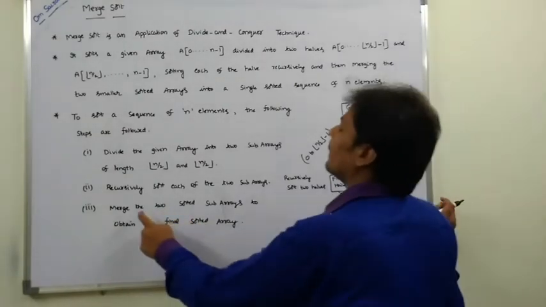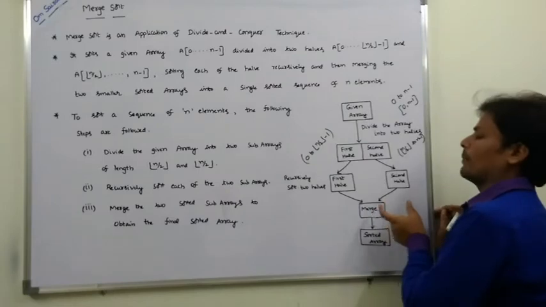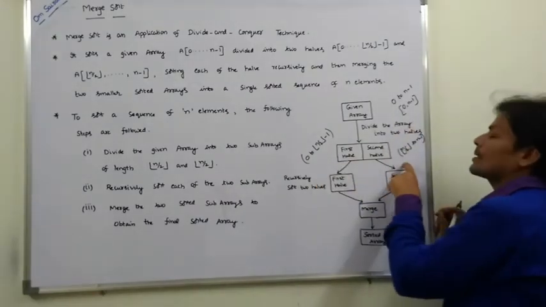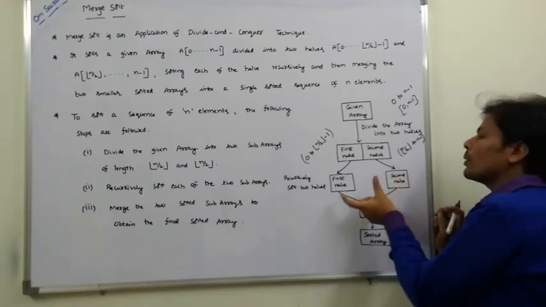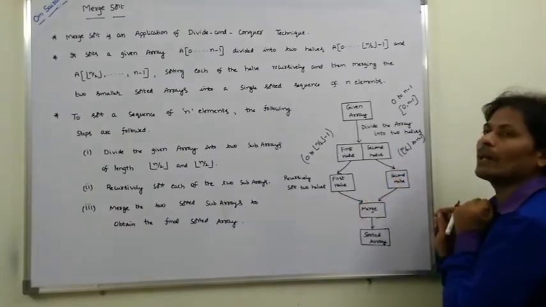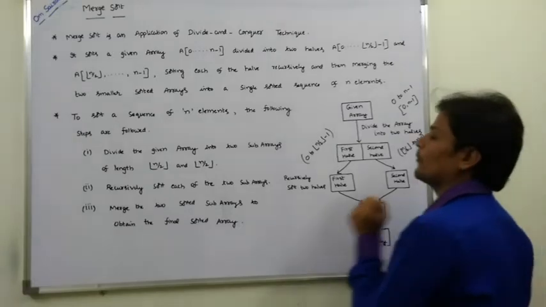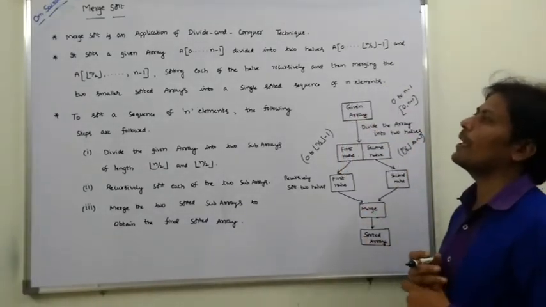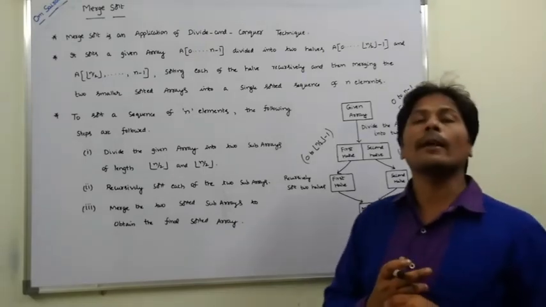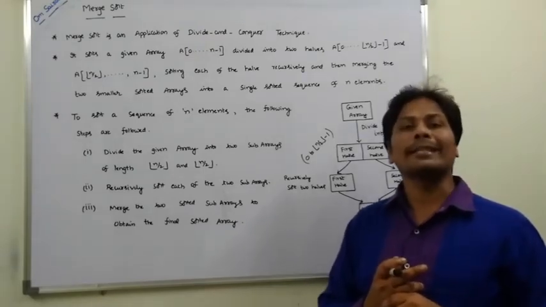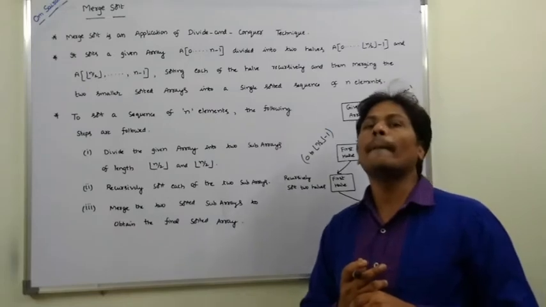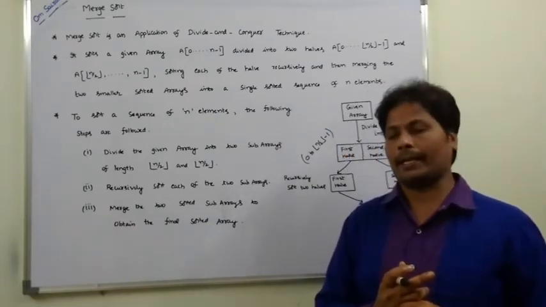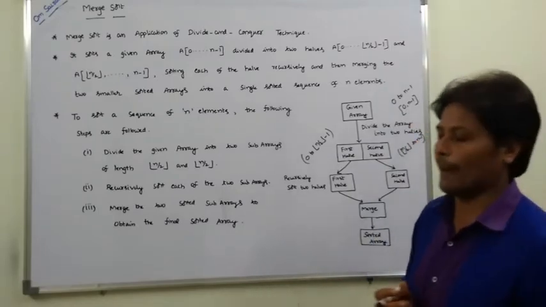Finally, merge the two sorted subarrays. This is the sorted first half, this is the sorted second half. Then we combine the two sorted halves, and finally we get the sorted array. In this way we sort the given array of n elements using merge sort with the divide and conquer technique. Next, let's go for an example.